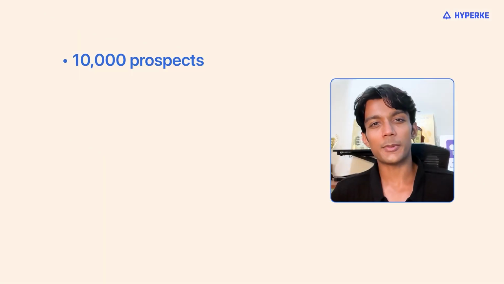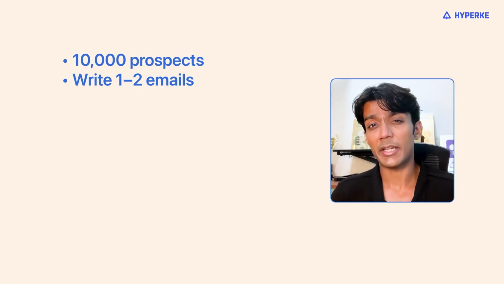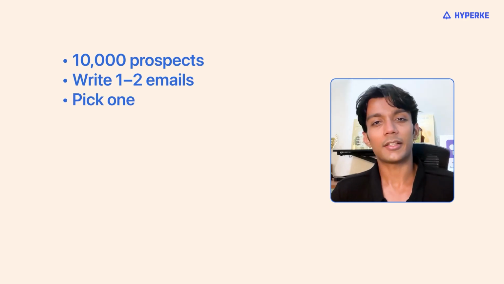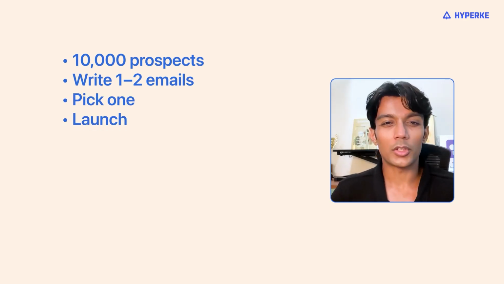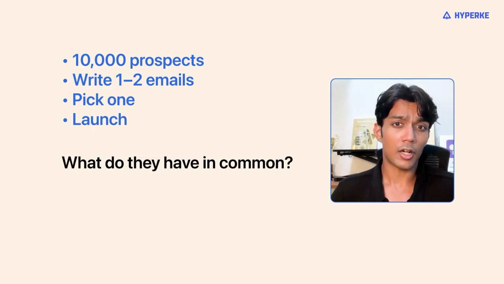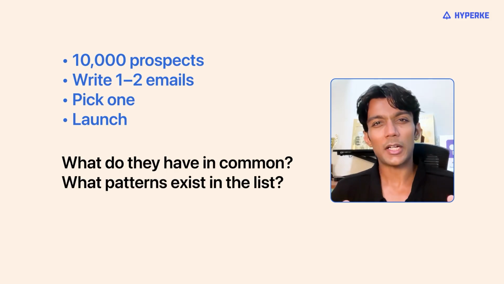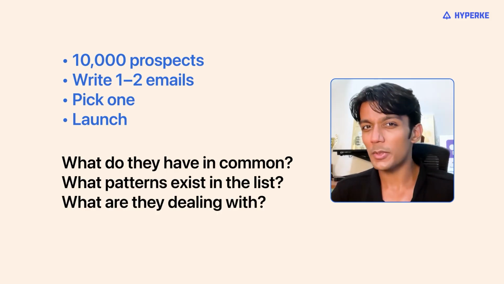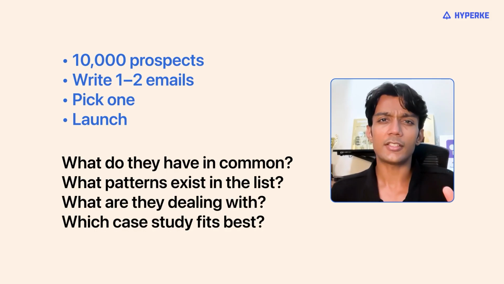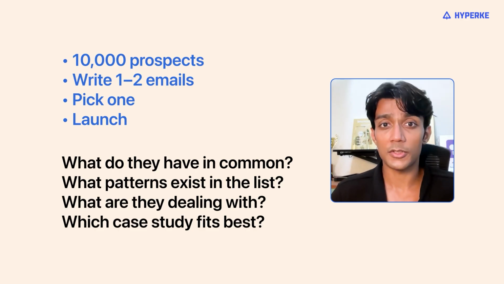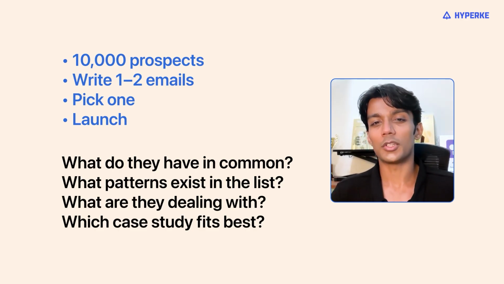This workflow has helped us turn around quite a few of our outbound campaigns. The default mistake a lot of people make is jumping straight from list to copy. You've got 10,000 prospects on a spreadsheet. You sit down, write an email, maybe 2 emails, pick the one you like and launch. And nobody ever looks at what those 10,000 prospects had in common. Nobody asks which patterns show up across the list, what these businesses are dealing with right now, or what case study would have suited each of these businesses the best. And that is what this workflow allows you to do.